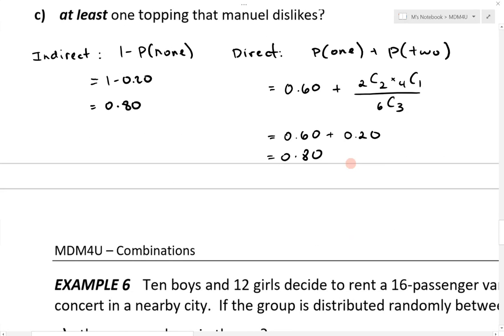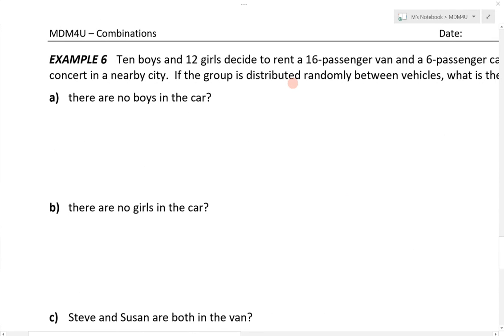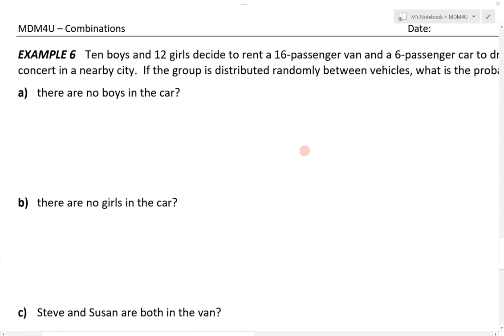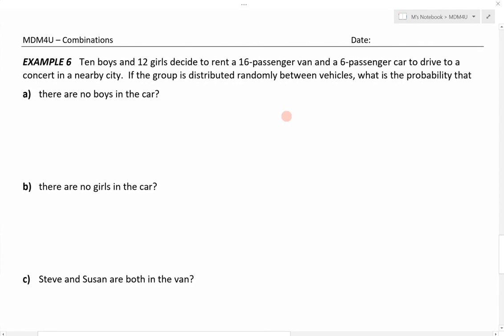Alright, example number 6. 10 boys and 12 girls decide to rent a 16-passenger van and a 6-passenger car to drive to a concert in a nearby city. If the group is distributed randomly between vehicles, what is the probability that there are no boys in the car?